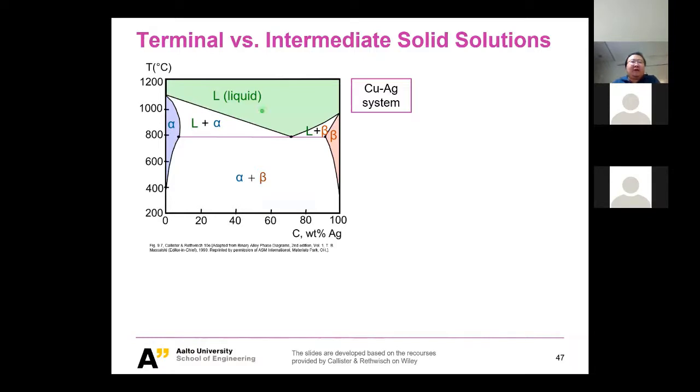So this is another eutectic phase. I'm showing you again. It's a copper silver eutectic phase. It's looking very similar, almost exactly as the lead and the tin binary phase. The only difference is the eutectic temperature and the composition is a little bit different. And to a certain extent, we call this kind of eutectic binary phase as the terminal solid solutions, or the phase diagram with the terminal solid solutions.